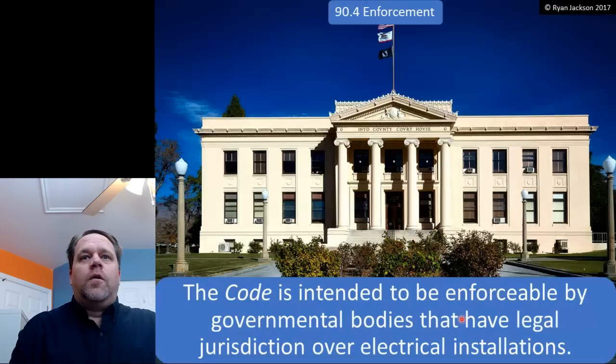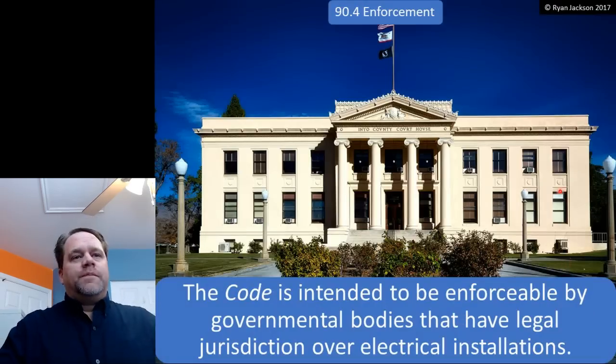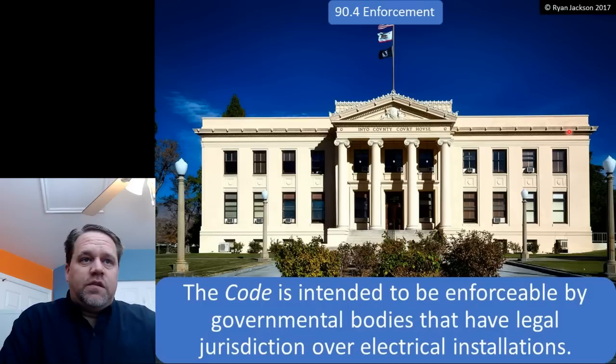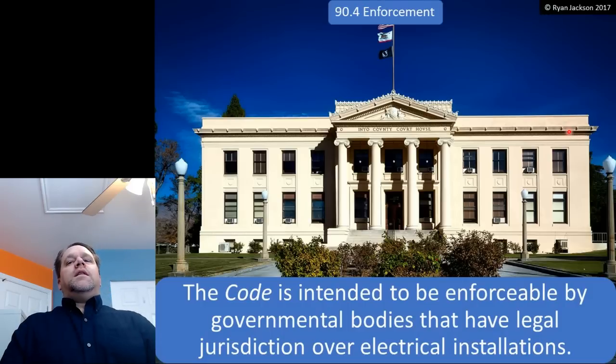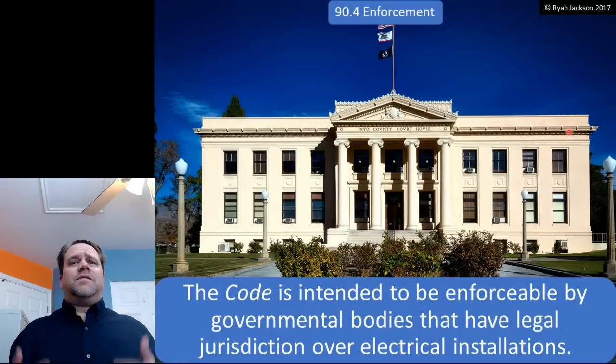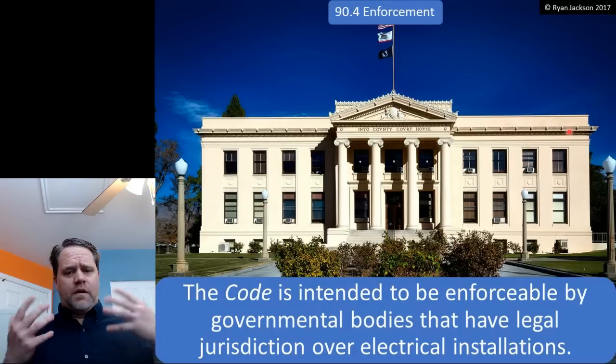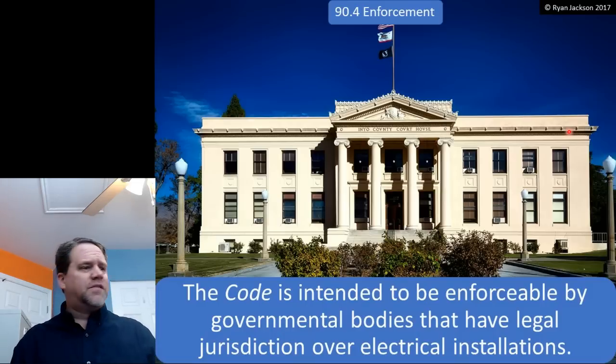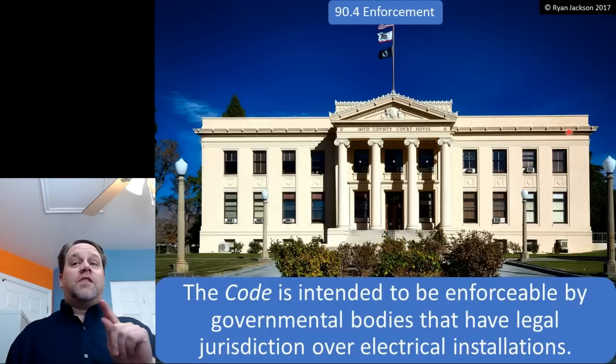90.4 enforcement, one of the most misunderstood sections in the entire code book. The code is intended to be enforceable by governmental bodies that have legal jurisdiction over electrical installations. All right. One of the big misconceptions of the National Electrical Code comes from that first word, national. People think it's actually like a federal law. It's not. It's just a book. That's all it is. It's not a federal law. It's not the 27th Amendment. It's not the 11th Commandment. It's just a book until somebody adopts it.